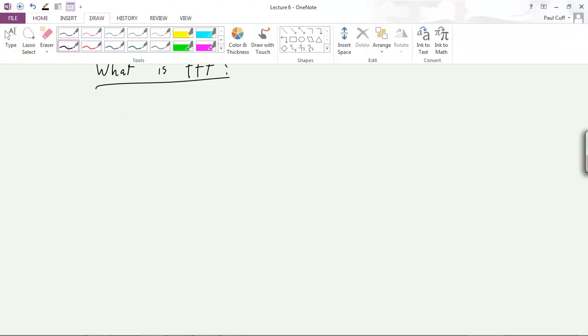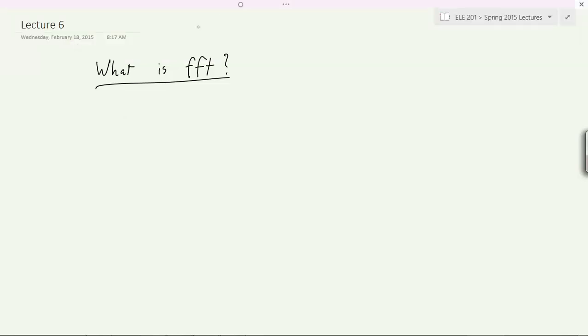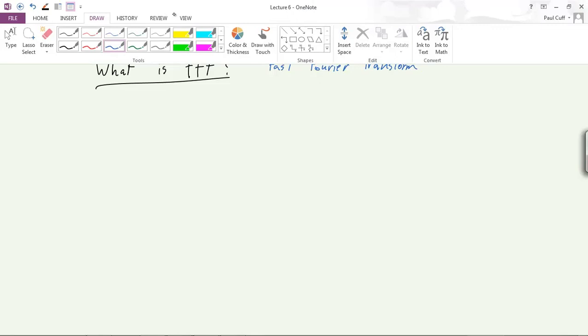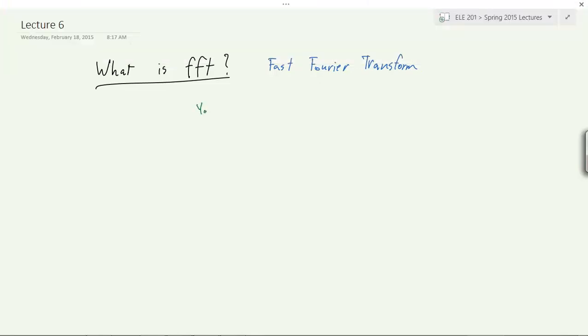So to begin with, well, what is the answer? What does it stand for, first of all? Yes? Great. So this is the fast Fourier transform. All right, you've used this command in MATLAB. It's the fast Fourier transform.